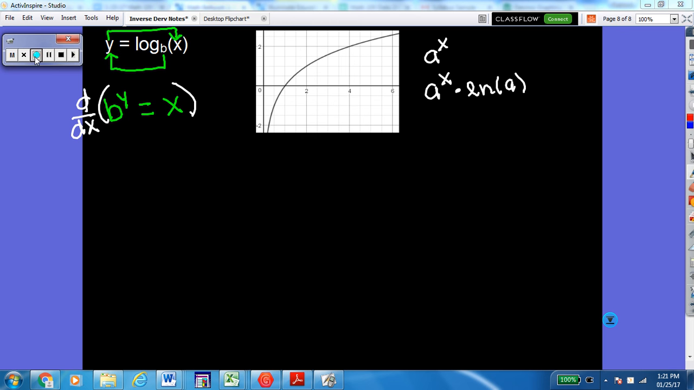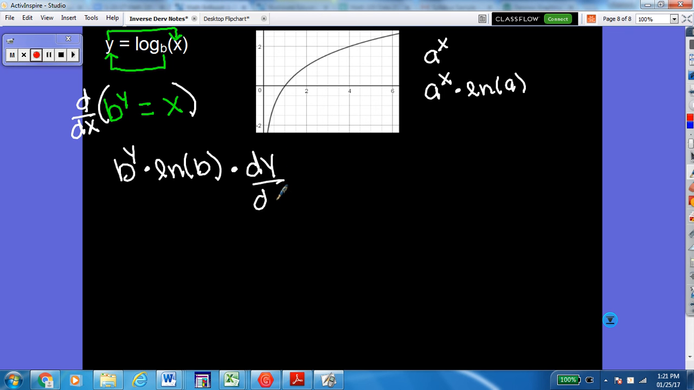One more time, we're going to take the derivative in terms of x. That's going to require implicit differentiation, but we're going to use what we already know about exponentials. So the derivative of b to the y is b to the y times the natural log of b. That's the derivative of the b to the power part. And now the derivative of y is going to be dy dx. And the derivative of x is 1.